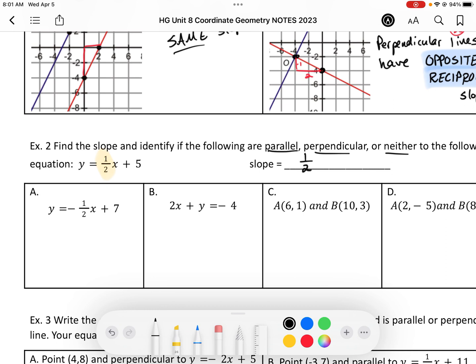So I'm going to compare all of my other slopes to that. The slope of this line is negative 1/2. Well, that is the opposite of 1/2, but it's not the reciprocal. Since it's not both opposite and reciprocal, we say that these lines are neither, meaning neither parallel or perpendicular.